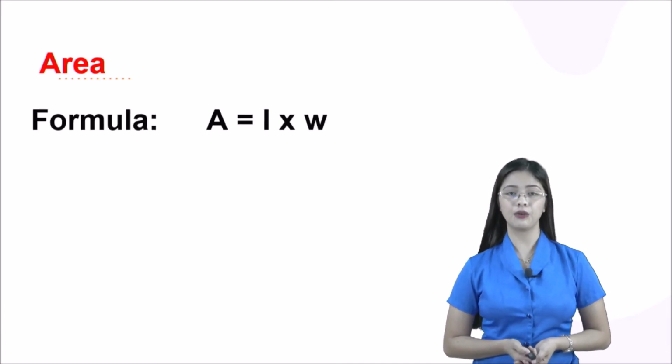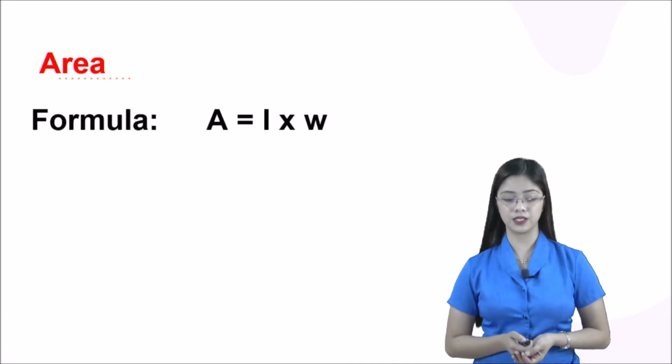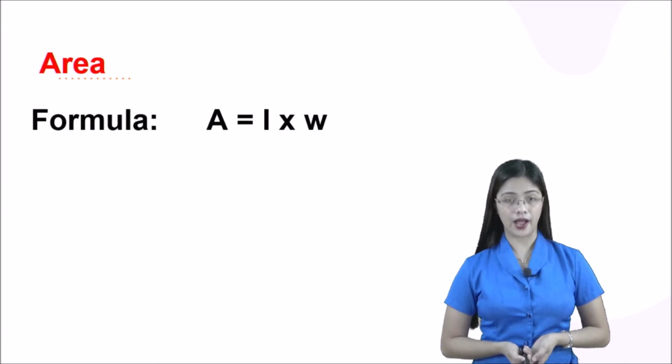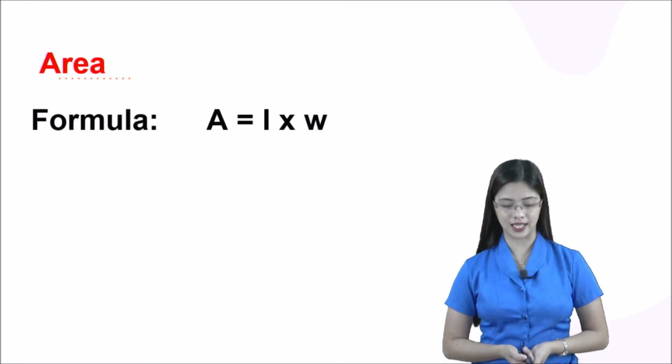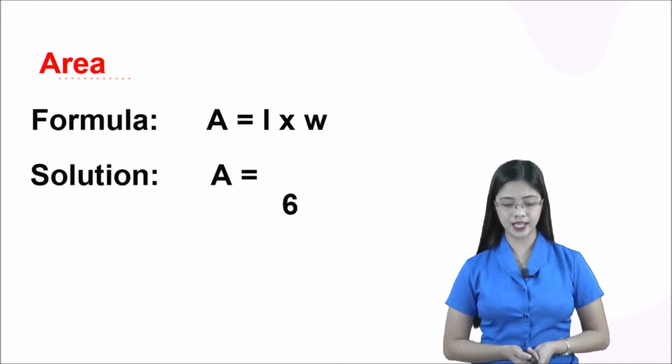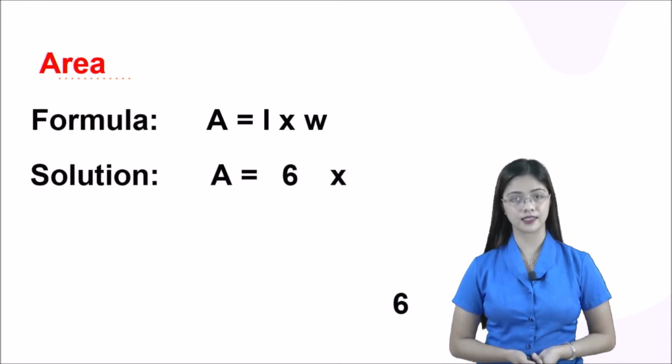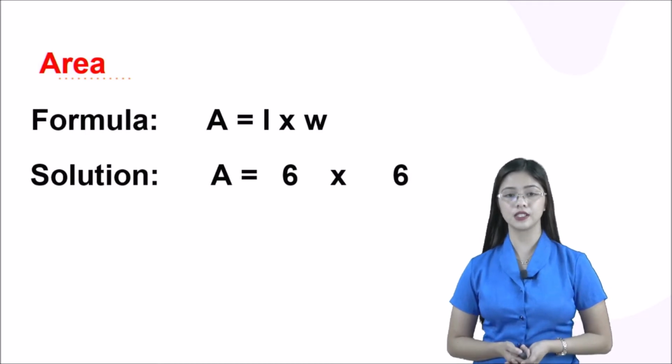So that is our formula. Area is equal to length times width. So I repeat, both sides of the square is 6. So we have 6 times 6. 6 for the length and 6 for the width.